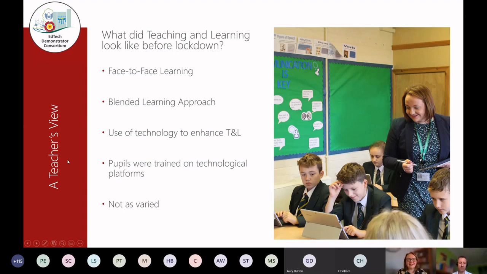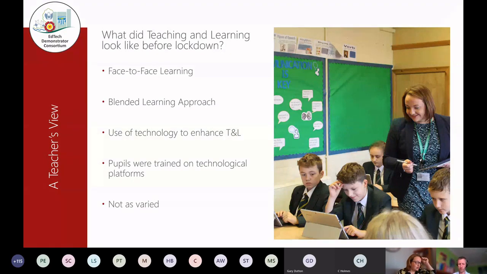Okay, so just like Paul said, first of all, I'm going to talk to you about it from a teacher's perspective. So the first thing I want to mention is, what did teaching and learning look like before lockdown? For many of us, obviously, it was face-to-face in the classroom, having that constant interaction with the pupils. At Ribblesdale, we had the blended learning approach. So we were doing a lot of online learning, as well as using the more traditional methods.